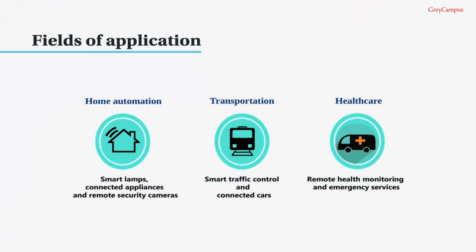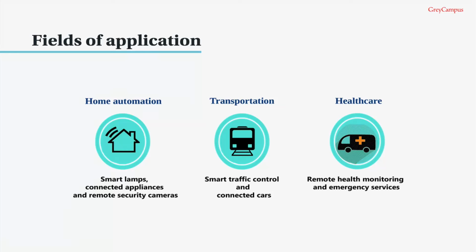So let's dive a bit deeper into the applications. What I first said just before is home automation. For me, that's one of the main applications of the Internet of Things. For example, you have smart lamps that can be controlled remotely from anywhere in the world. You have all sorts of connected appliances, for example, a refrigerator that can order food on its own. And you also have remote security cameras, so cameras that can be accessed from anywhere in the world and that you can just monitor from your smartphone, for example.